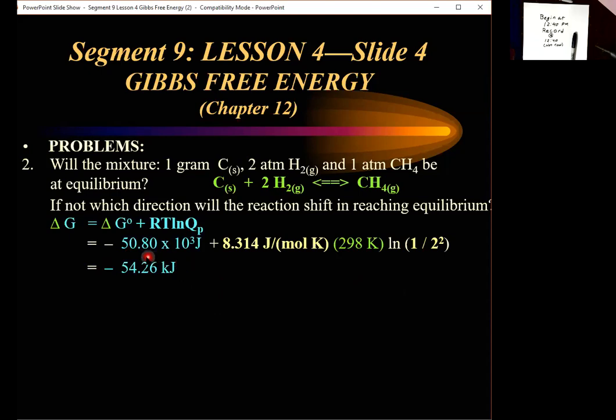Now, it did become more favorable. So this mixture would be a little bit more spontaneous to the right and toward our product. So this would be a better mixture than the standard mixture would be in order to make that happen.